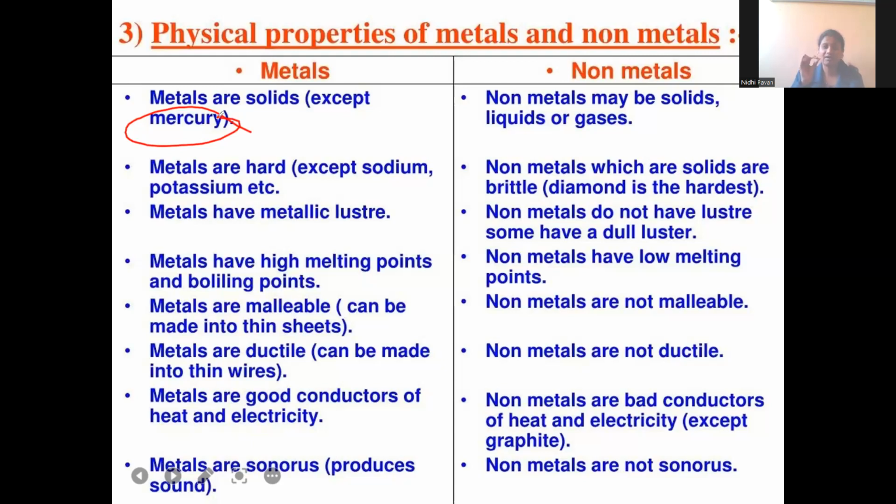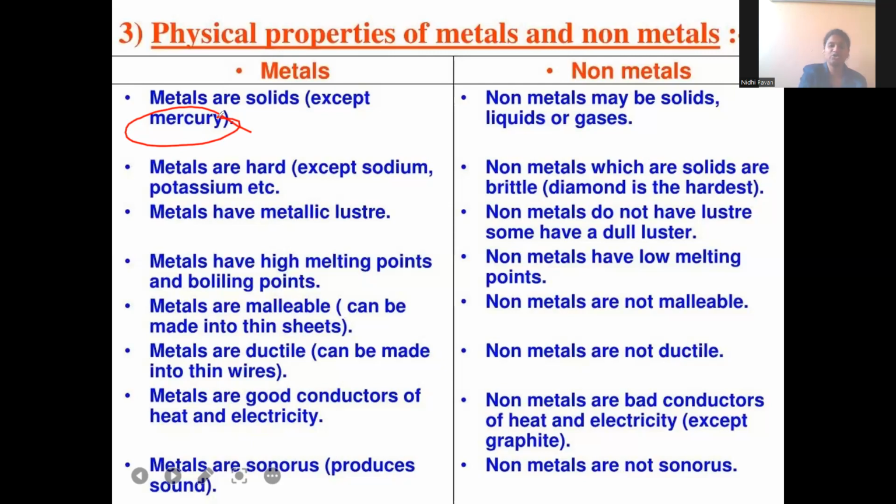These are not hard. As they are highly reactive, meaning they react with oxygen and water, suddenly within no time they catch fire. Sodium and potassium catch fire within no time when you take them into an open atmosphere. That is why sodium and potassium are highly reactive and soft metals.